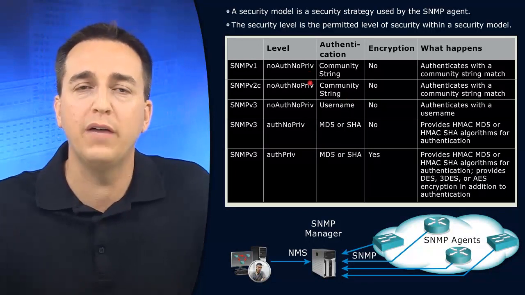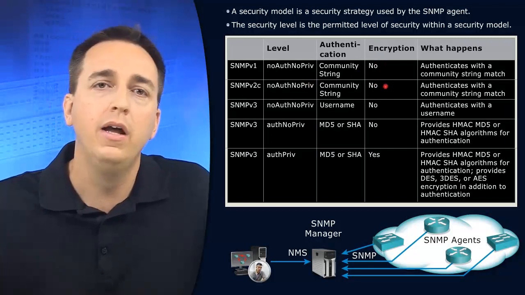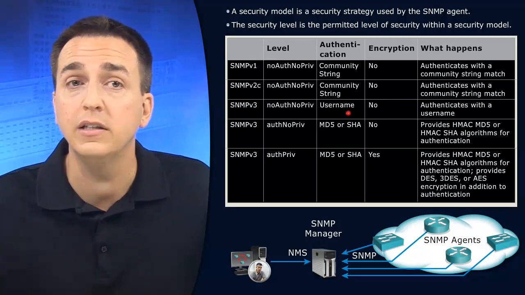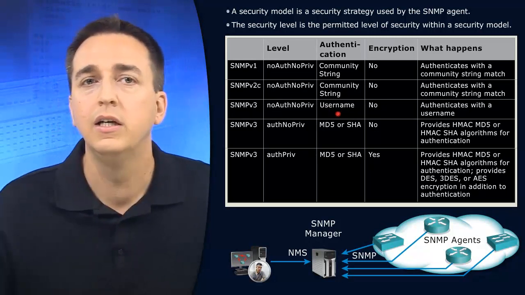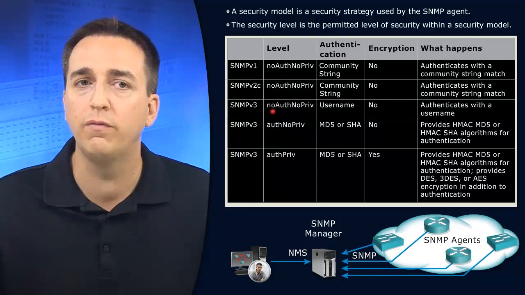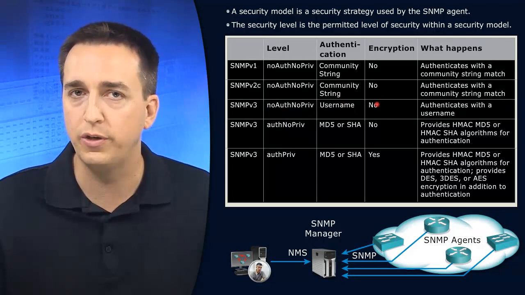Now, no priv definitely means no encryption. That's what it means, no encryption. When you go down here to SNMP version 3, though, you'll see that we no longer use community strings for the authentication process. We are going to use a username when it says no auth. So no auth, no priv for version 3 means username and no encryption.